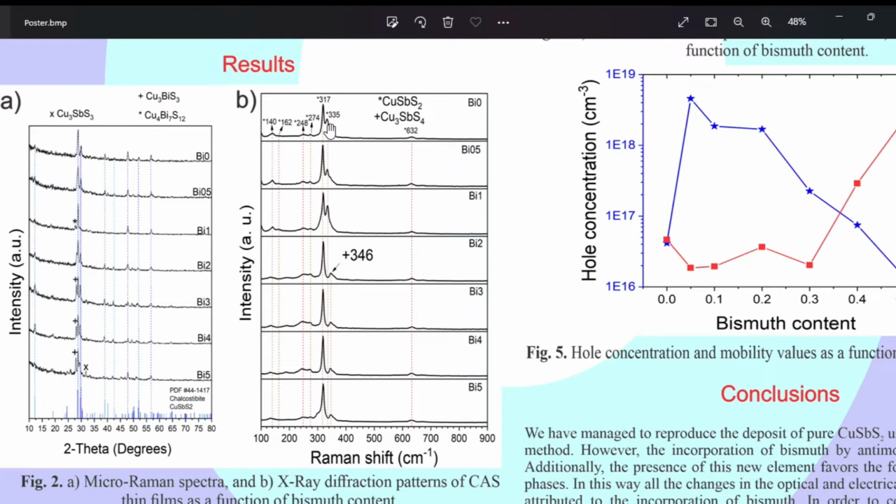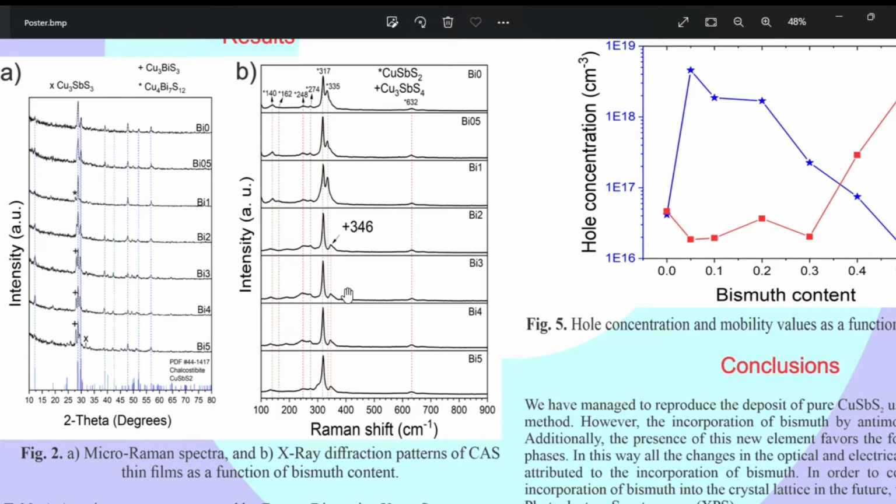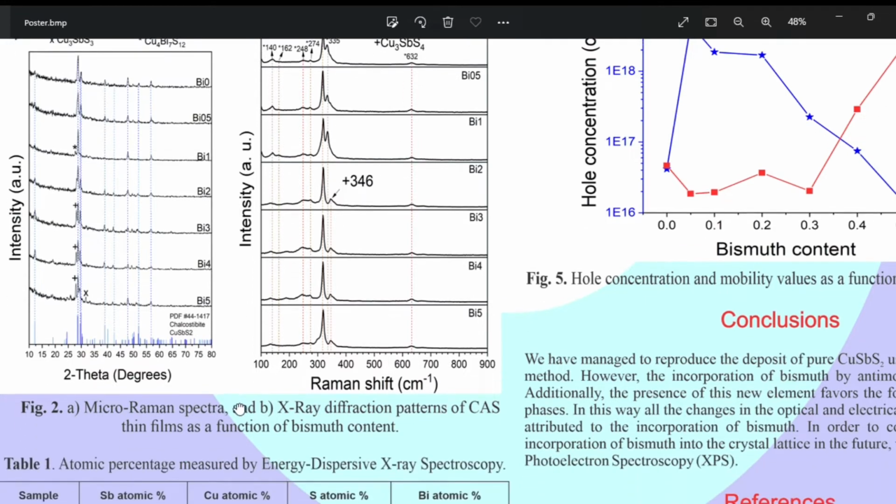We use Raman microscopy to confirm the results obtained by X-rays. Similarly, we can see that at low concentrations of bismuth only chalcostibite vibrational modes are present. Again, as the amount of bismuth increases, the appearance of another phase is promoted. The vibrational mode at 346 Raman shift belongs to the famatinite phase. For these reasons, any changes in the structural and optoelectronic properties could be attributed to the presence of these secondary phases rather than to the incorporation of bismuth into the crystal lattice.